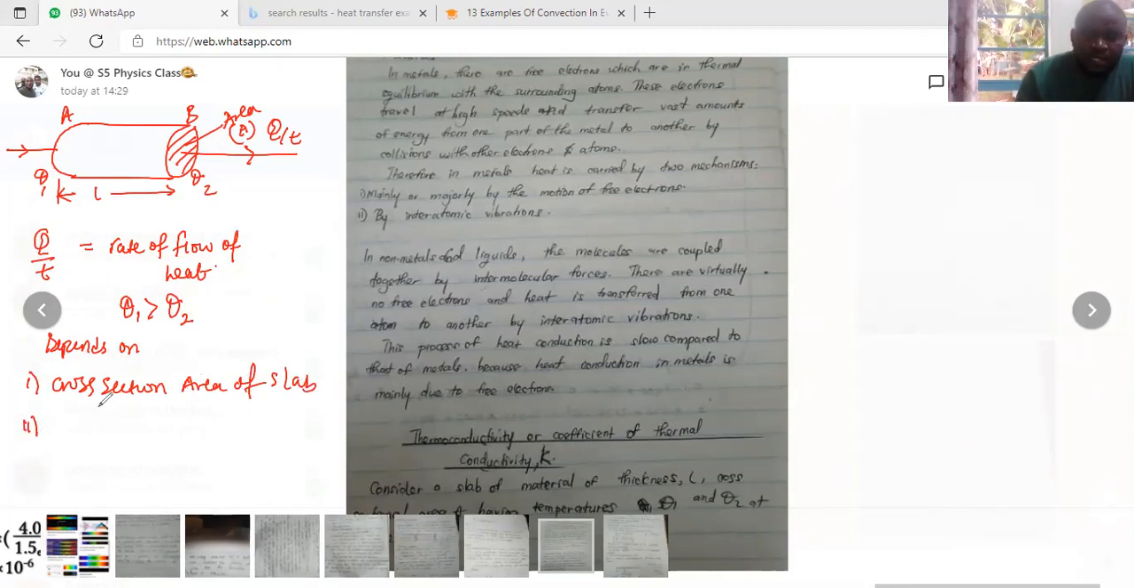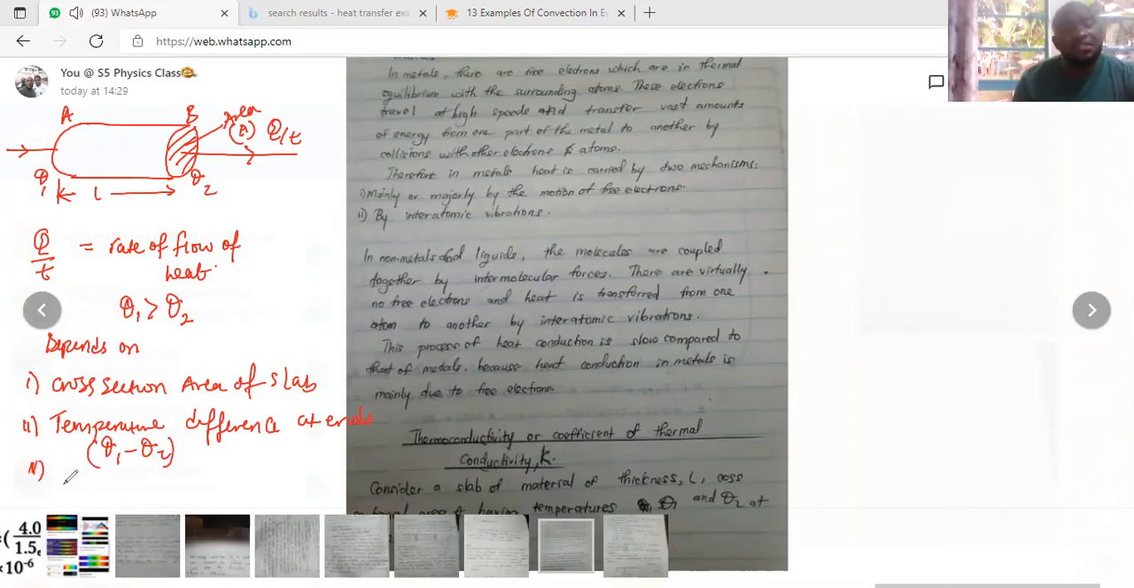Two, the temperature difference between the ends of the slab, or the cross-sectional surfaces. The temperature difference at the ends is theta one minus theta two. Then the third dependent is the nature of the material. This nature of the material is what we have called the thermoconductivity K, or the coefficient of thermoconductivity K.